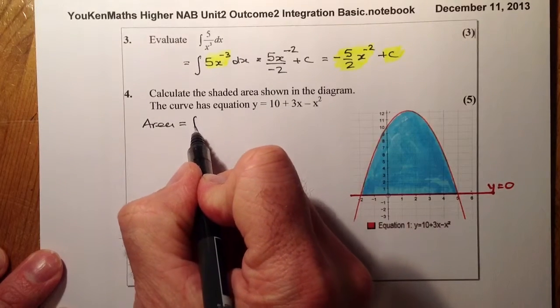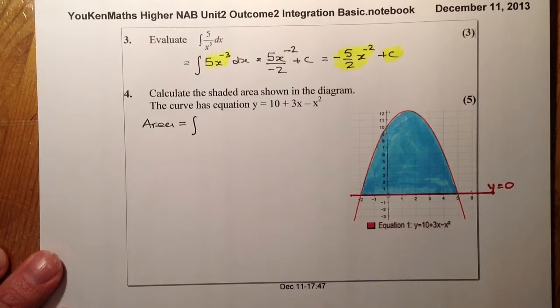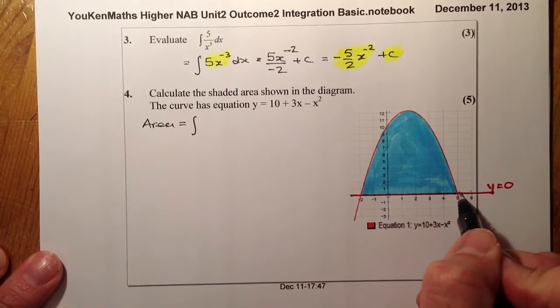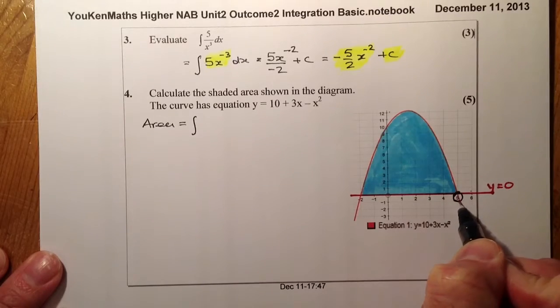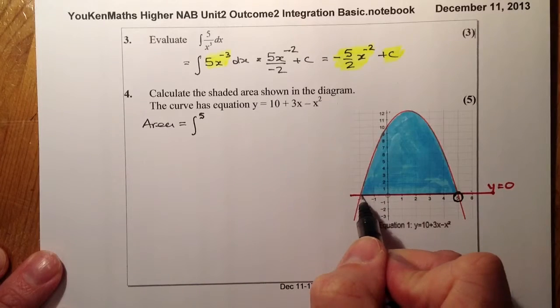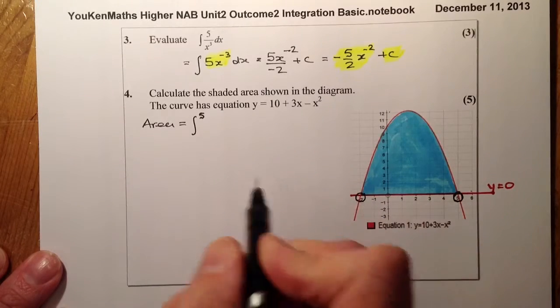So I'm going to have an integral sign. I'm going to look at the limits that I've got here, and on the graph I've been given the limits. So the top limit that I've got is 5, so I'm going to put a 5 up at the top here, and my lower limit down here is minus 2.